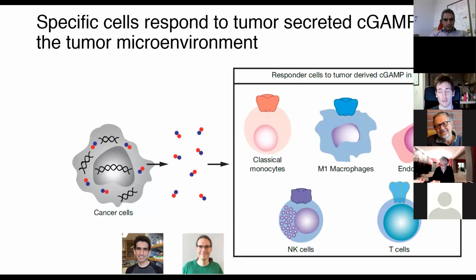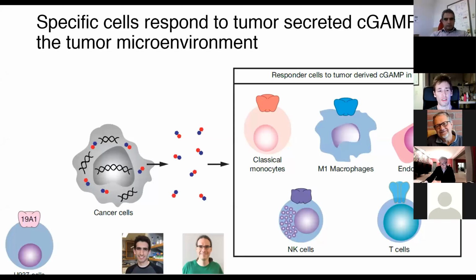I don't have a chance to show the data behind this cartoon, but Anthony Cordova and Volker Bonner in the lab were able to perform in vivo experiments to identify which cell types are actually responding to tumor-derived extracellular cGAMP in vivo. And they identified 5 cell types that are able to respond to tumor-derived cGAMP. And those are classical monocytes, M1 macrophages, endothelial cells, NK cells, and T cells.